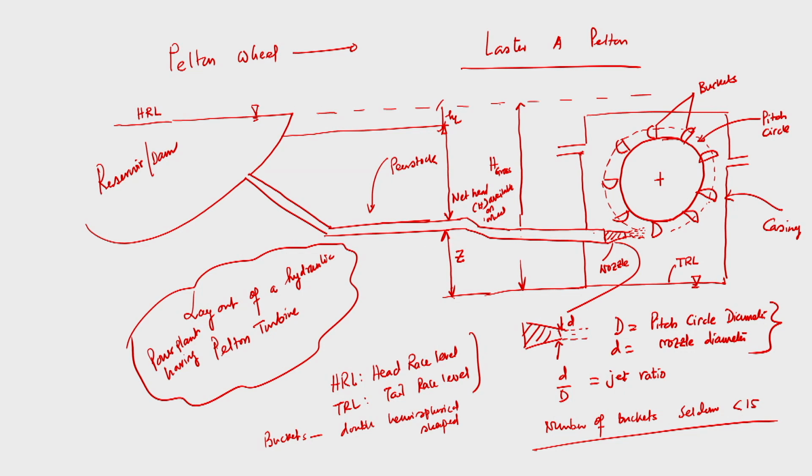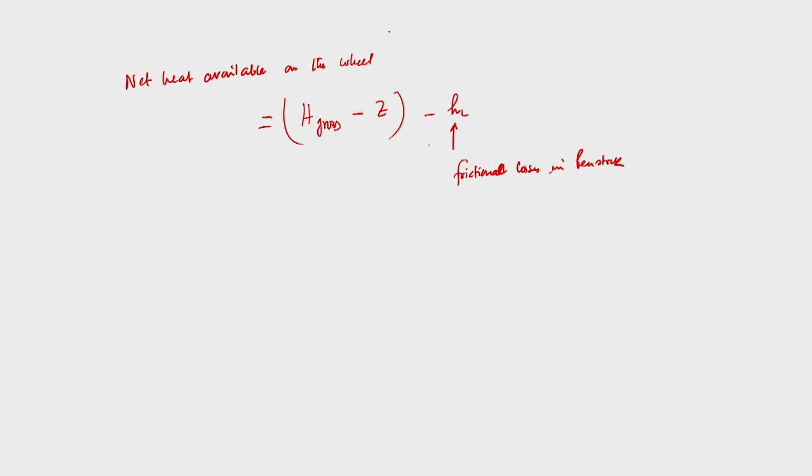So, we have discussed the Pelton wheel, which is an impulse turbine, and the net head available on the wheel. The net head available on the wheel is H gross minus Z minus HL. If I go back to my previous slide, it is clearly seen that the total gross head is the head available between the HRL and TRL, that is, the head rest level and tail rest level. But the net head available on the wheel is H gross minus this height Z and the frictional losses when fluid is flowing through the penstock. So, this is the net head available in the wheel.